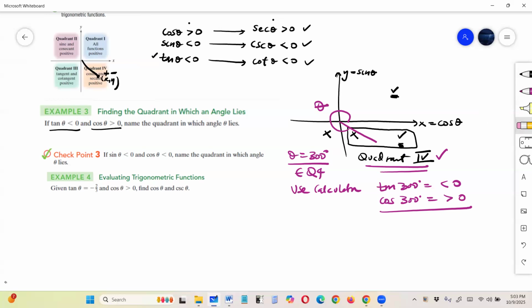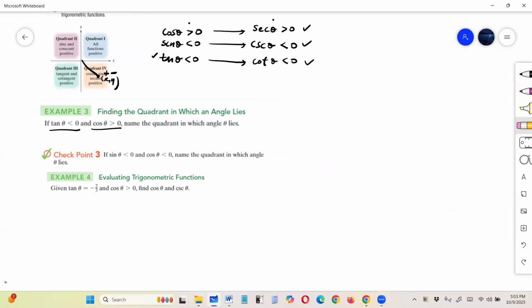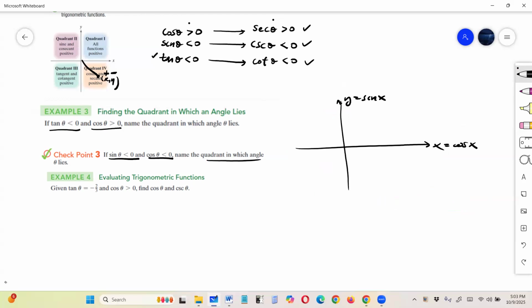So let's do one more. Let's do checkpoint 3, which is exactly the same thing. And maybe this time I would use the calculator to check. So I'm going to draw the axis again. Sine, cosine. I need to find the quadrant where sine is negative and cosine is negative. Well, sine is negative, right? This is sine. So sine is negative either here or here, right? Third or fourth because it's below the x-axis.